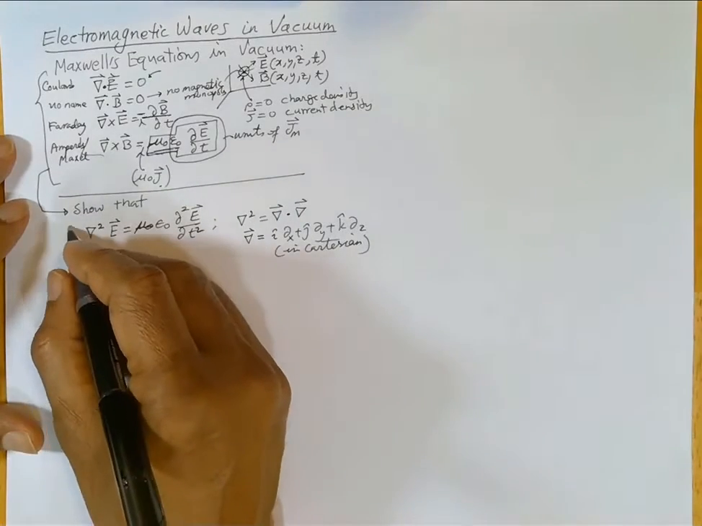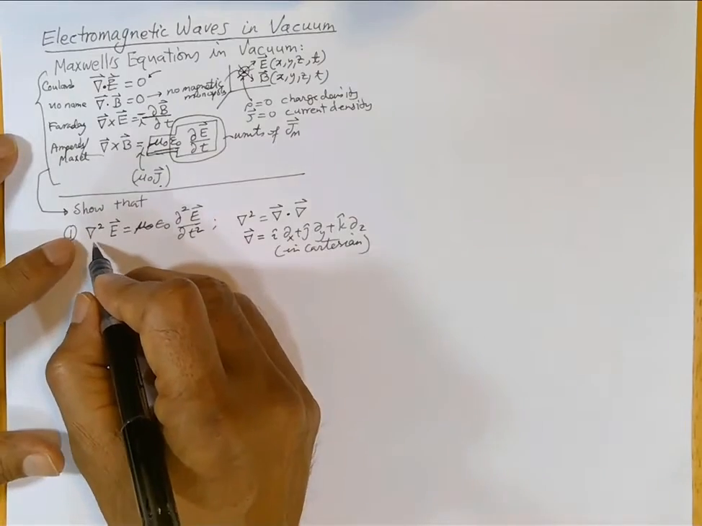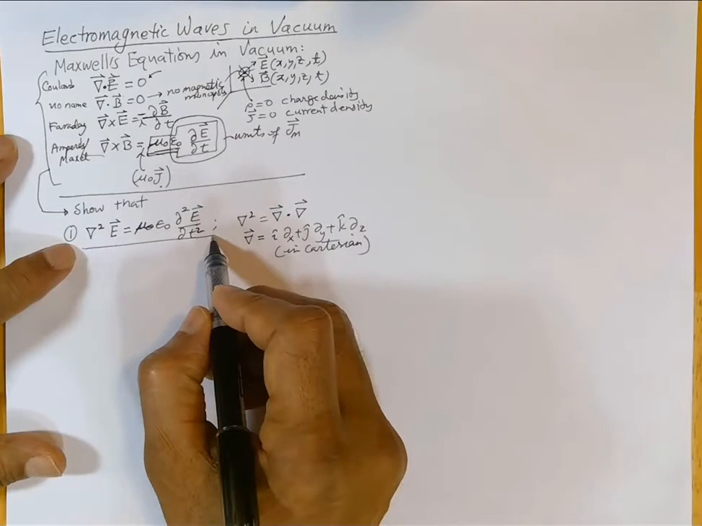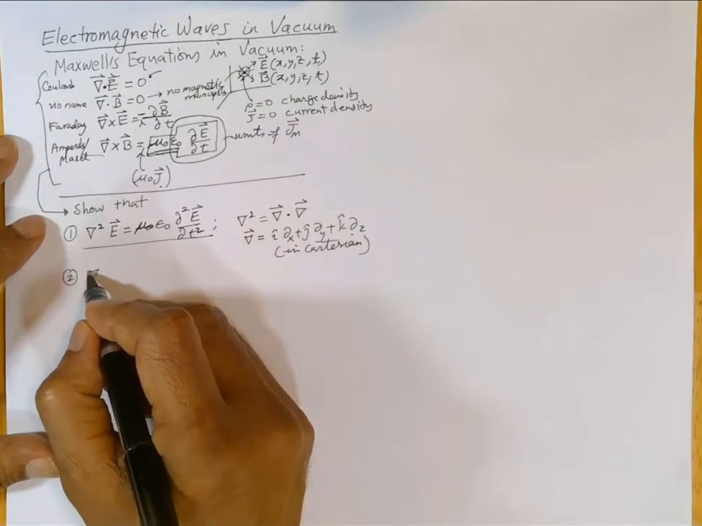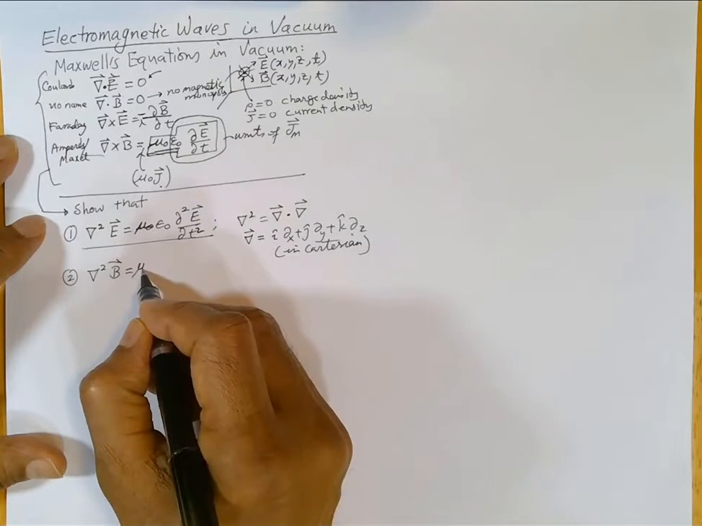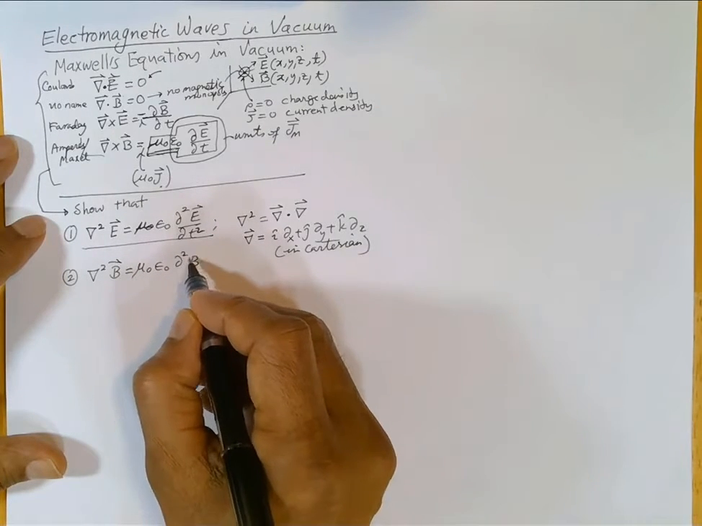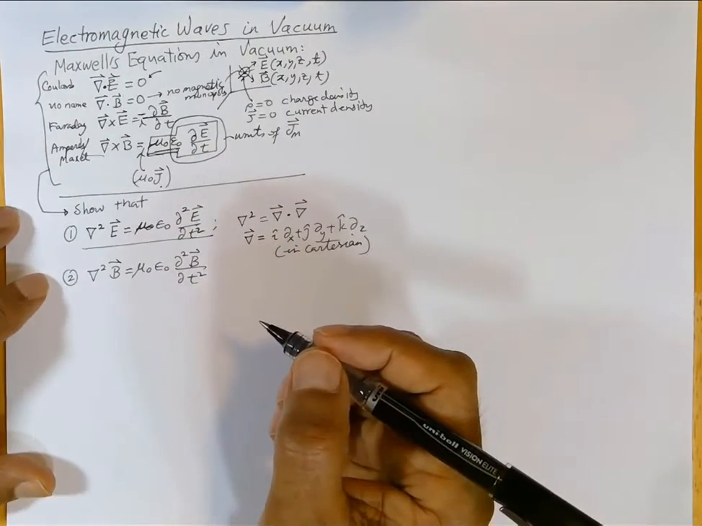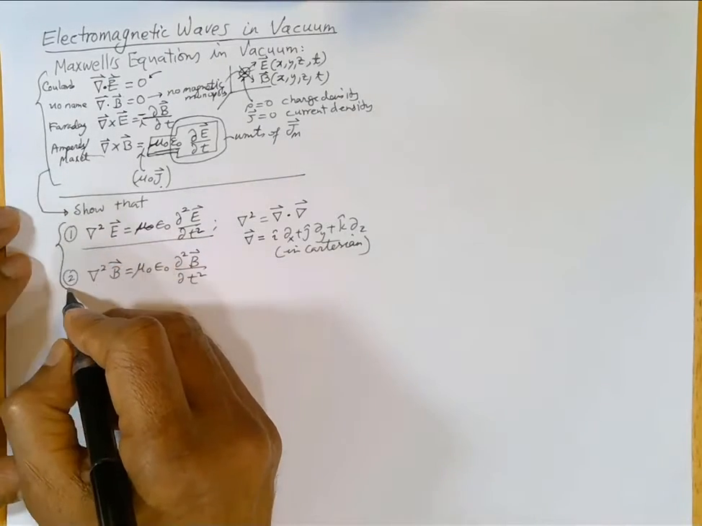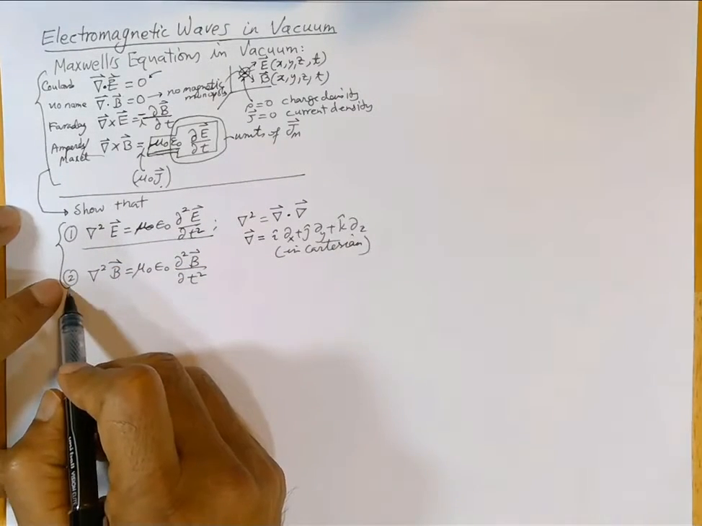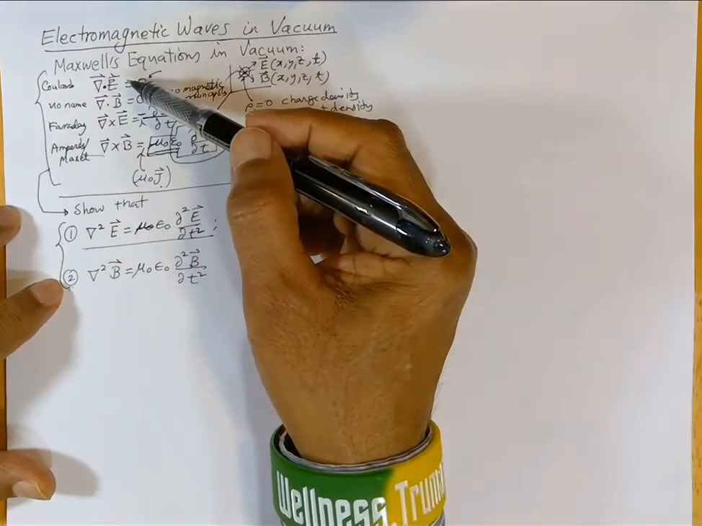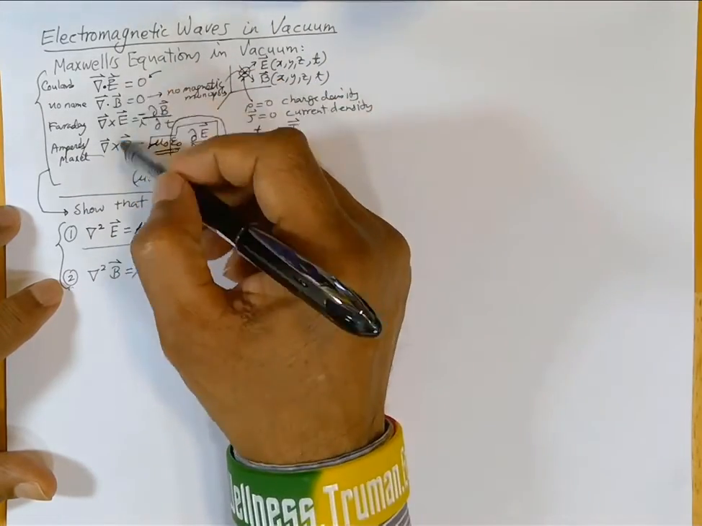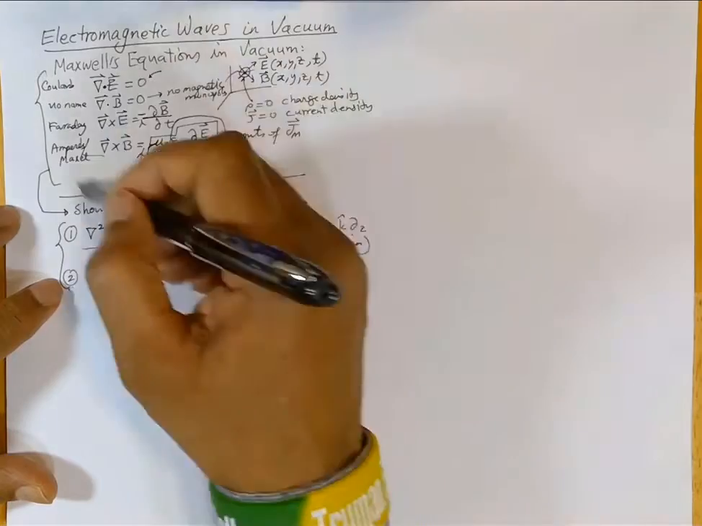So for the electric field, if you simplify it, that is one of the consequences. Another consequence is del square B is mu naught epsilon naught d square B dt square. So if we find solutions of these, and among those solutions the sub-solutions for which these other laws are also true, then those will be solutions of Maxwell's equations.